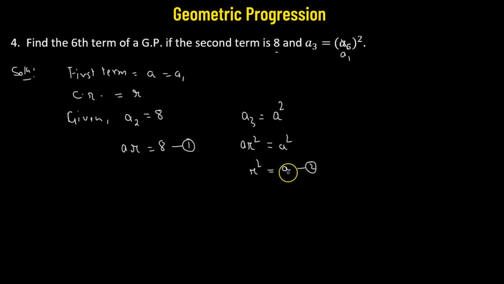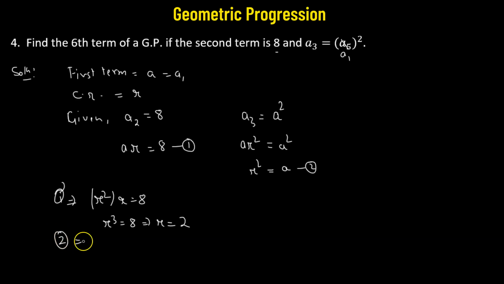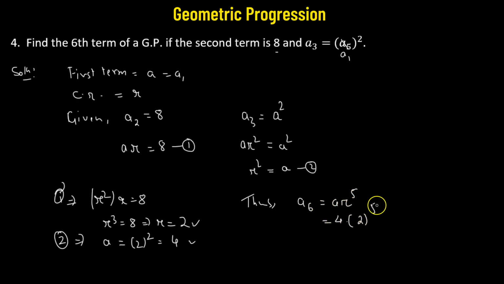Now what we can do, we'll substitute the value of a with r squared in equation number 1. So equation number 1 gives us r squared multiplied by r equals 8. So r cubed will be equal to 8 and this gives the r value as 2. So we've obtained the common ratio. Now we can use this to obtain the value of our first term a. So a will be equal to r squared, which is 2 squared. This is going to give us a value of 4. So we've obtained the common ratio as well as the first term. Therefore the sixth term a6 will be ar raised to the power of 5, which is equal to the first term, 4, times 2 raised to the power of 5. So we have 128. This is going to be the value of the sixth term.